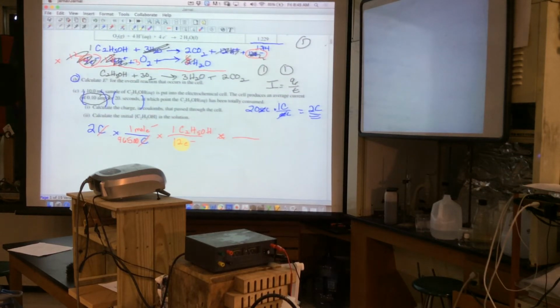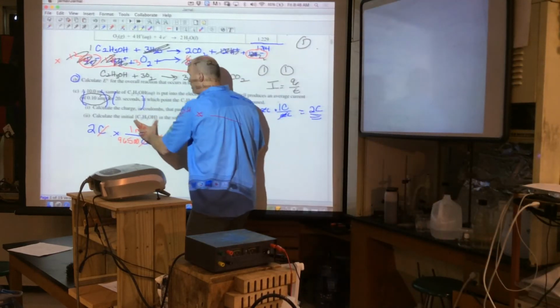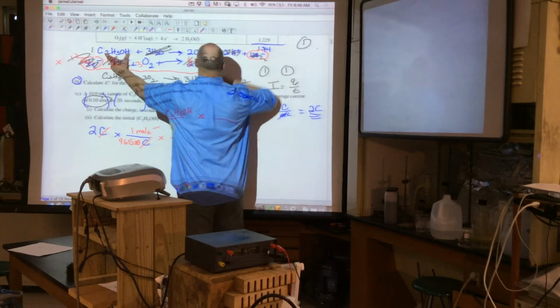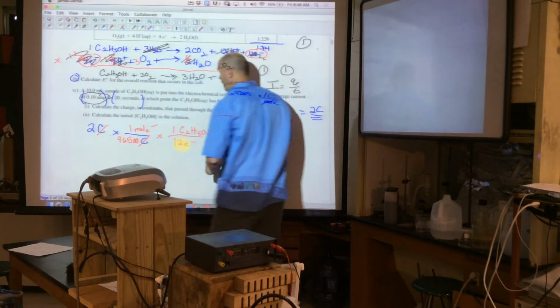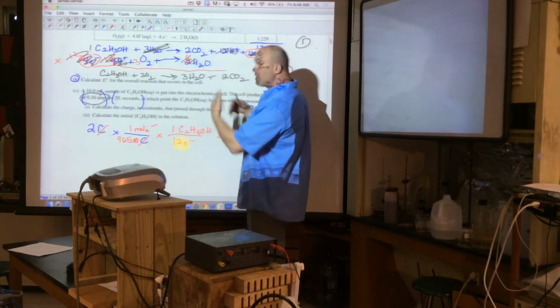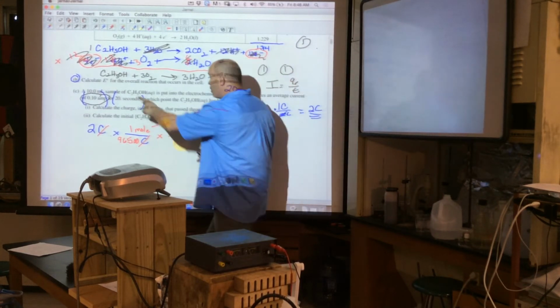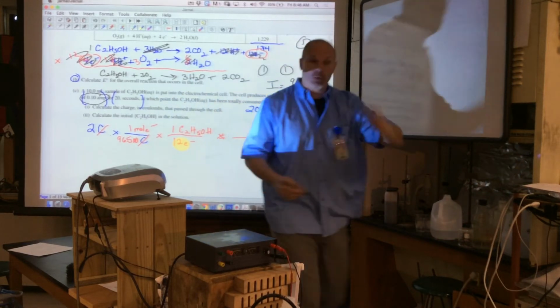Wait, how do you know it's the 0.1? Because they want the initial amount of this. Okay, so I'm going to find moles of this, and now I'm going to divide by, just like we do acid and base, the initial volume, which is 10 milliliters, that becomes 0.1 liters.